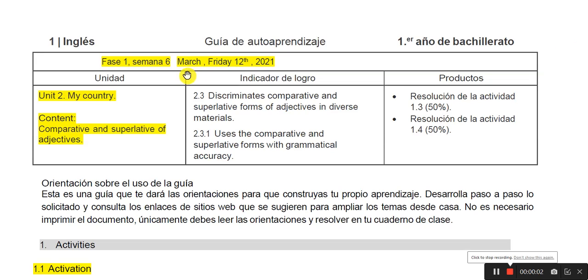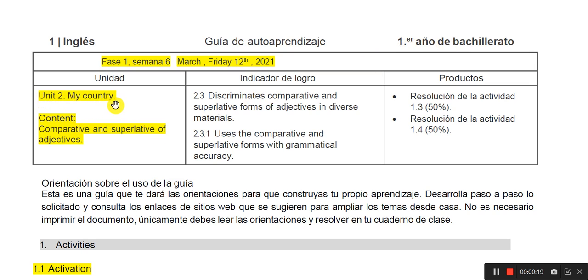I am going to explain Fase 1, Semana 6. Remember, you need the date, March, Friday 12, 2021. Todo lo que está marcado con amarillo es lo que copian, recuerden. Okay, we are here, 10th grade. It says primer año de bachillerato.